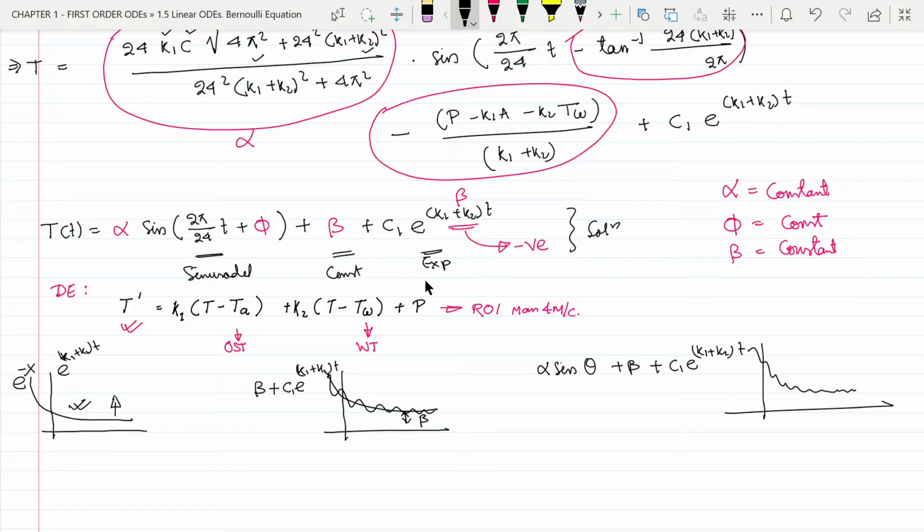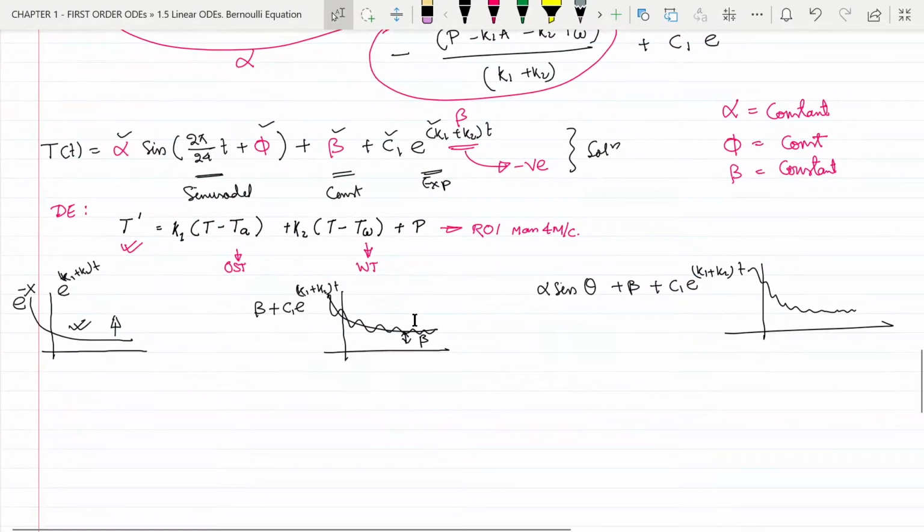Let us verify whether this actually looks like this or not. Let us take some random values of alpha, theta, beta, c1 and k1, k2 to see what the graph would actually look like. Let us take alpha equal to 2, phi, let us take 0 for simplicity. We will see later in the problem that the effect of phi is only to shift the phase angle of the sine wave. It doesn't actually change the shape of the graph that much.